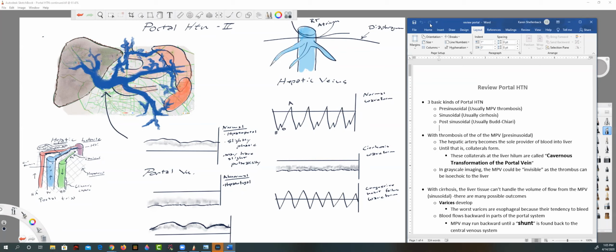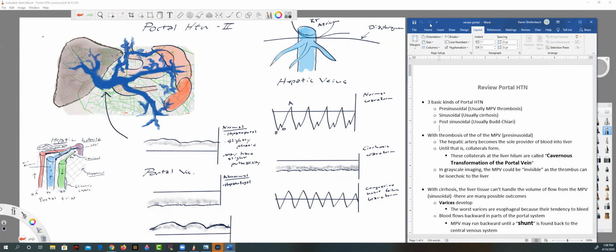And the hepatic artery goes from 25% of the supply to the liver to 100% of the supply to the liver. That is until the collaterals form. And so collaterals will form. In this case, it is called cavernous transformation of the portal vein.